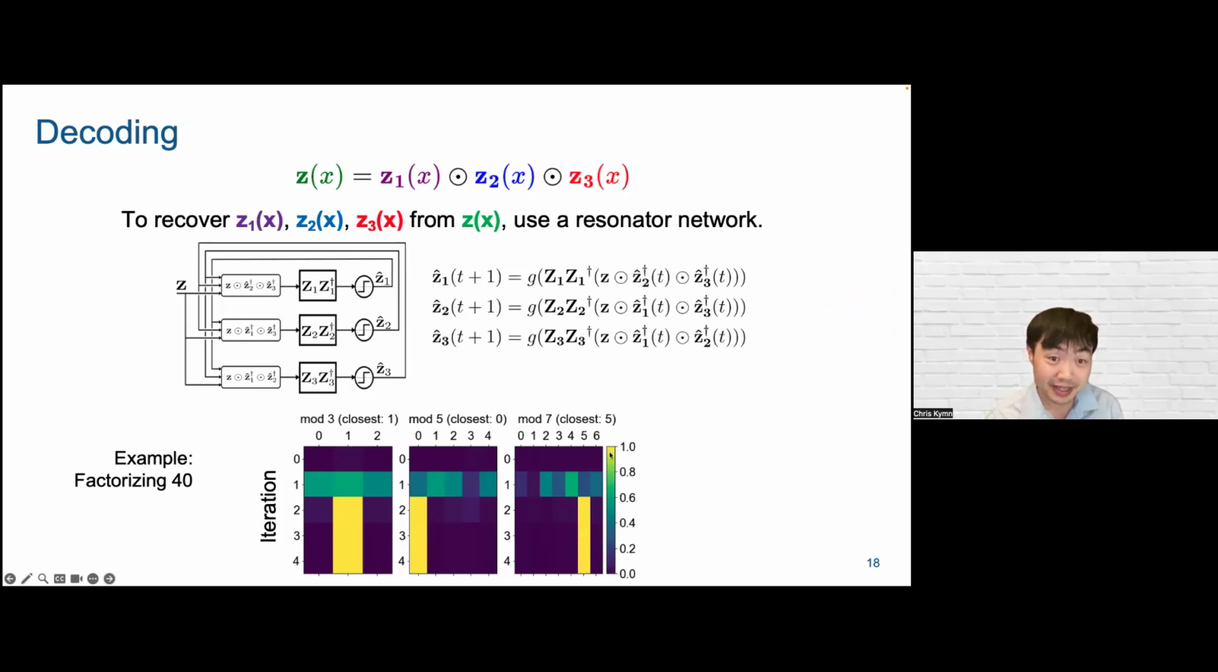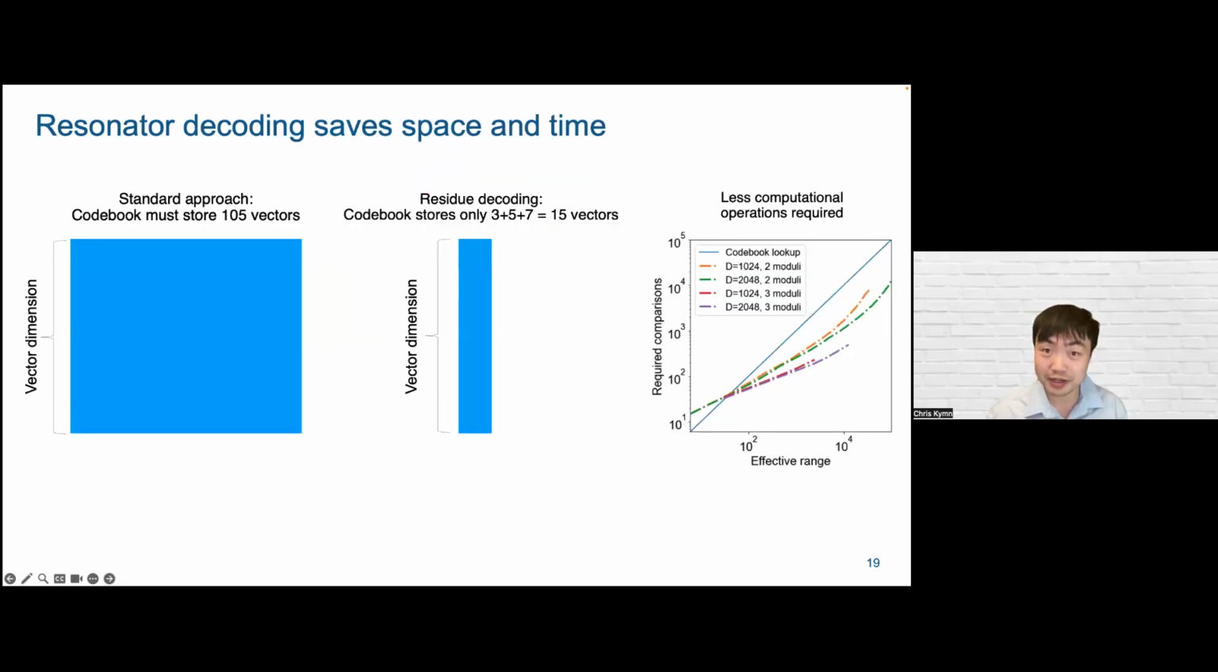So the hope then is that if the resonator is able to converge in less than 7 iterations, then it's going to save compute time relative to the brute force method, which only requires 1 iteration, but a very long one at that. So in the blue, I'm plotting how many iterations would be required just from the codebook lookup or standard approach versus the residue number system approach, where we vary the number of moduli and the number of dimensions by a certain amount.